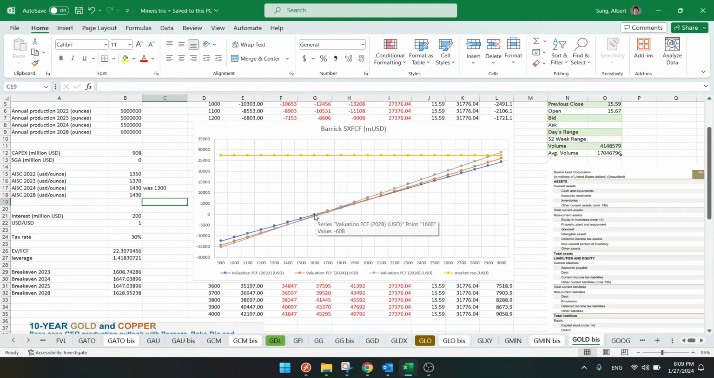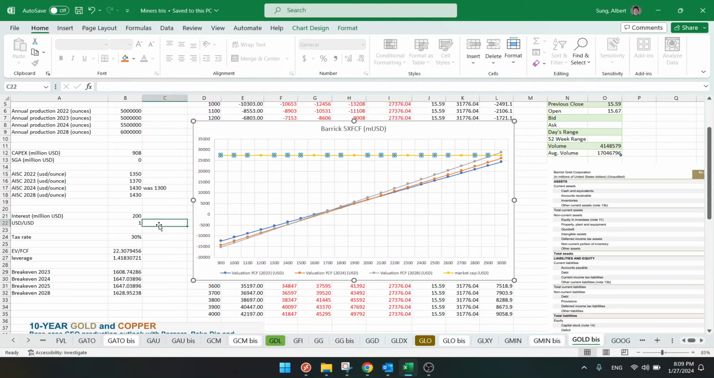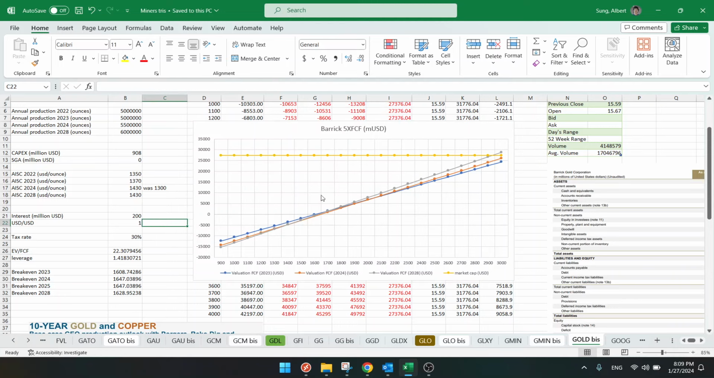Break even is 1600. So if gold goes to 1600, then Barrick Gold will not make any money. But luckily we are at 2000, so there is some margin. This is 5 times free cash flow, 10 times, and this is 20 times. So a bit overvalued to me on a free cash flow basis.